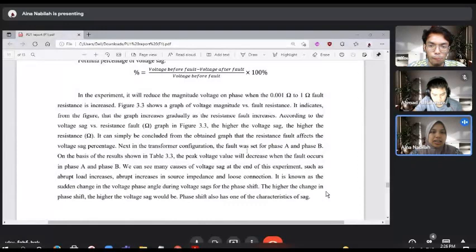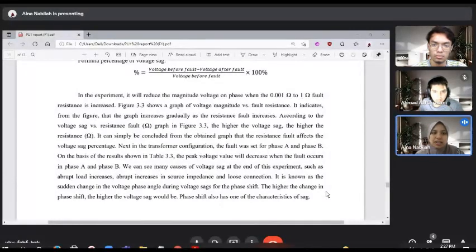Okay, next, in the transformer configuration, the fault was set for phase A and phase B. On the basis of the results shown in table 3.3, the peak voltage value will decrease when the fault occurred in phase A and phase B. We can see the main causes of voltage sag at the end of this experiment, such as abrupt load increases, abrupt increases in source impedance, and loose connections.